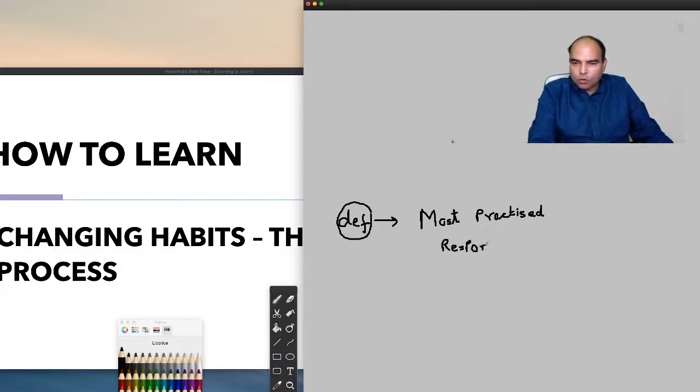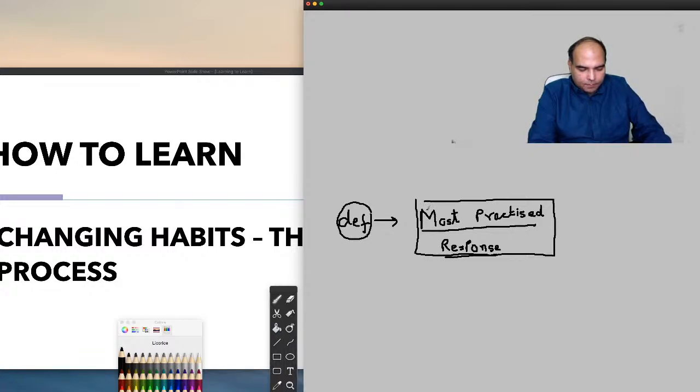Something becomes a most practiced response basically means that you have practiced it so many times that it has become almost like second nature for you.